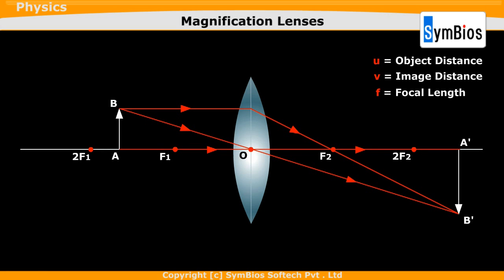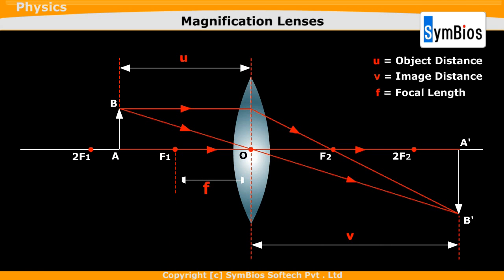Now let's see the formulae for image distance and height. The formula, which gives the relationship between the object distance U, the image distance V, and the focal length F of a lens is called the lens formula. 1 by V minus 1 by U equals 1 by F.